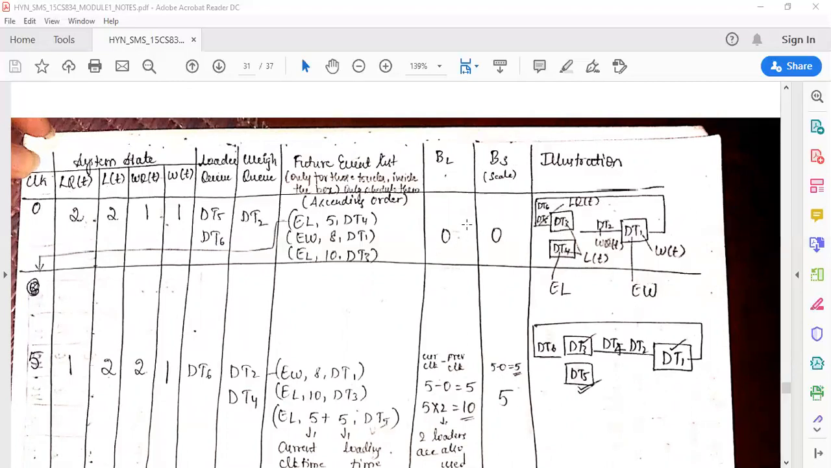BL stands for busy time of the loader and BS for busy time of the scale. BL means loaders, so for both the loaders we are calculating the BL, and finally we will divide it by 2 so that I will get the busy time of each loader. So let us start the problem.